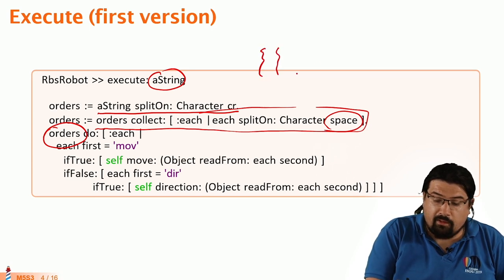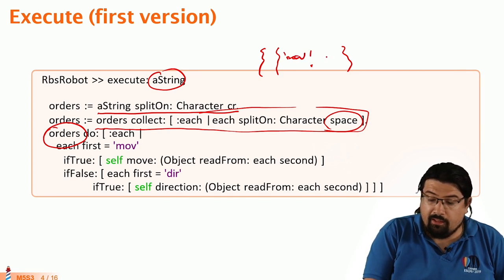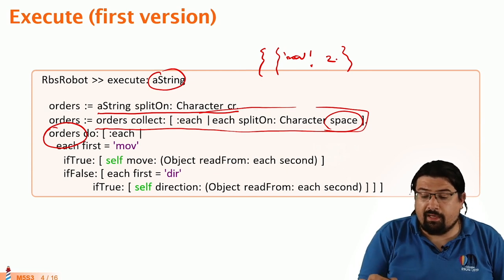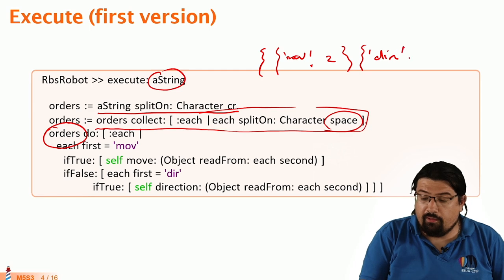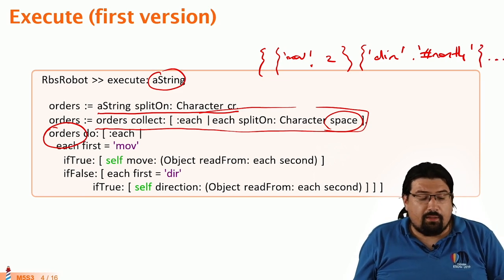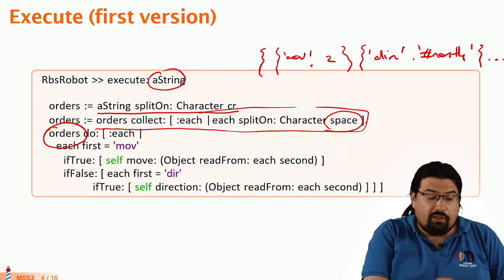So later, we can take our collection of orders, and in this case the variable orders will contain an array where each element is a pair, with the first element being the order and then the parameter of it. Then, for example, we can have one dir north and so on. This is the structure that we have in our collection of orders.